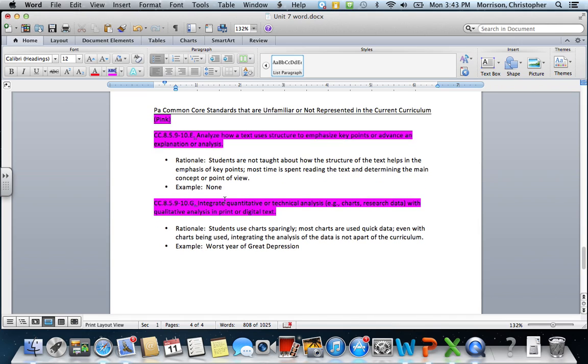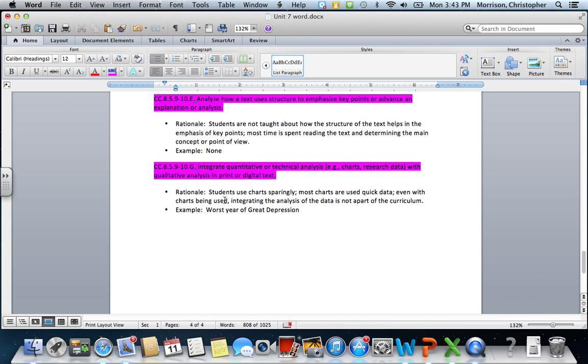The final standard is letter G. Integrate quantitative or technical analysis, charts, research data with qualitative analysis in print or digital text. Rationale: students use charts sparingly. Most charts are used for quick data. Even with charts being used, integrating the analysis of data is not a part of the curriculum. In the last chapter, Great Depression, there was a chart that students used which helped them determine the worst year of the Great Depression. I do have charts that I use and tables.